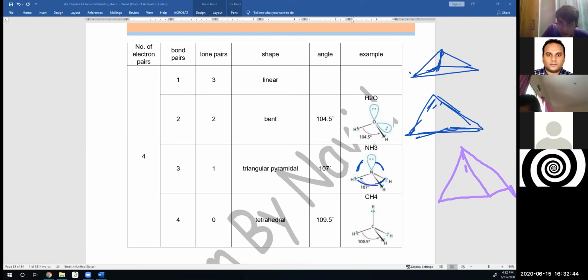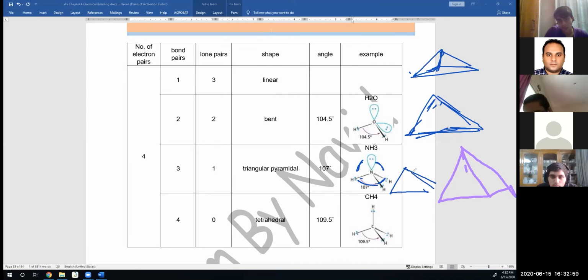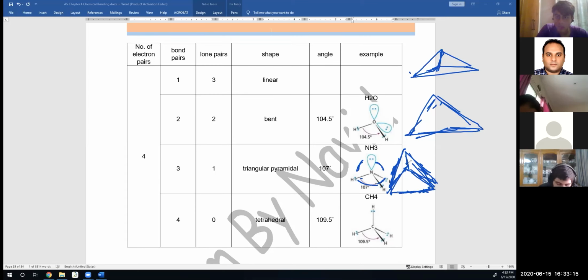Triangular planar means all the bond angles are equally repelled. Pyramidal is going to be like a pyramid, the base will be spread out and the top will be like this. We'll see a 3D diagram, then you'll understand. About the lone pair and bond pair angles, I couldn't find it, it is not in your syllabus, and I couldn't find it in another book either.